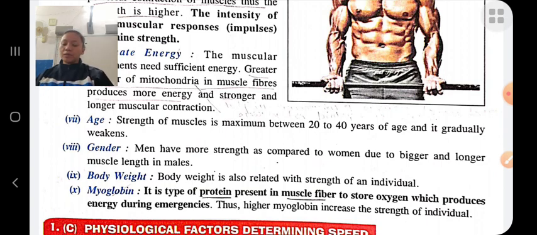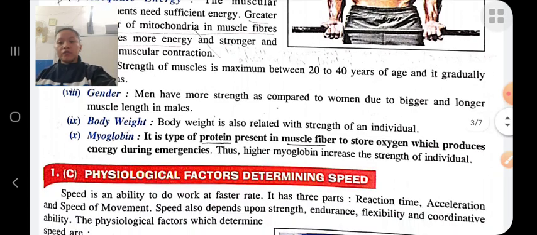Body weight: persons who are overweight have more strength as compared to persons who are lean and thin, that is ectomorphic. Endomorphic persons have more strength. And those with more myoglobin have more strength.